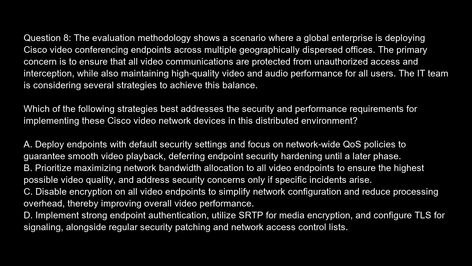Option A. Deploy endpoints with default security settings and focus on network-wide QoS policies to guarantee smooth video playback, deferring endpoint security hardening until a later phase. Option B. Prioritize maximizing network bandwidth allocation to all video endpoints to ensure the highest possible video quality, and address security concerns only if specific incidents arise. Option C. Disable encryption on all video endpoints to simplify network configuration and reduce processing overhead, thereby improving overall video performance. Option D. Implement strong endpoint authentication, utilize SRTP for media encryption, and configure TLS for signaling, alongside regular security patching and network access control lists.